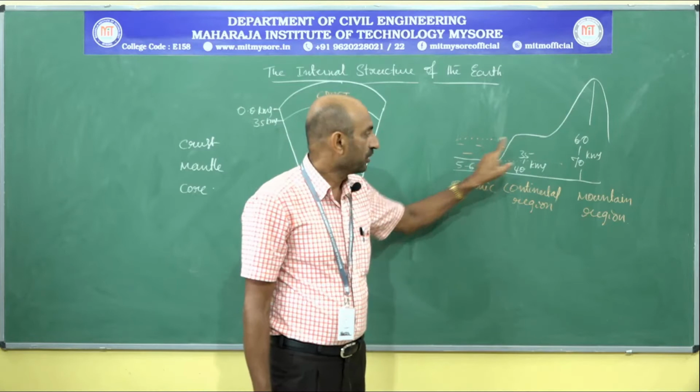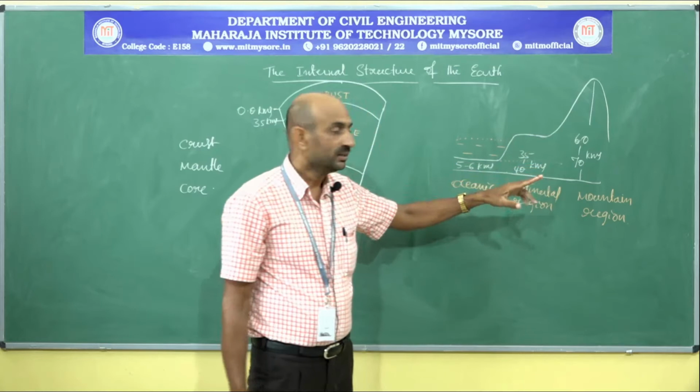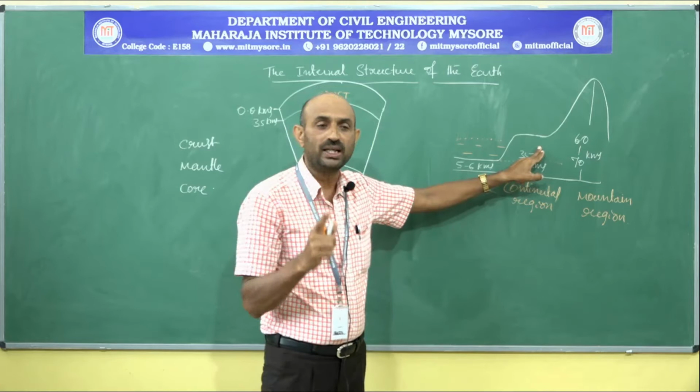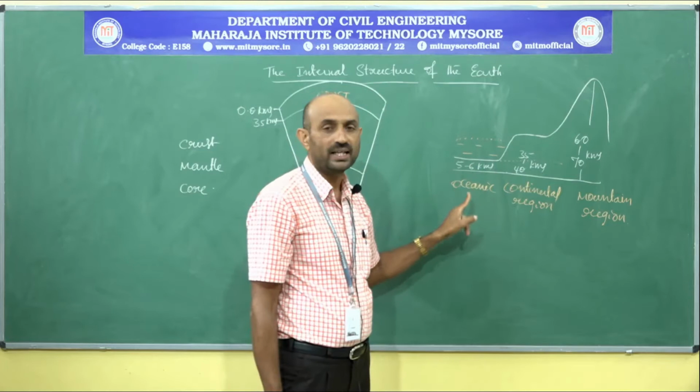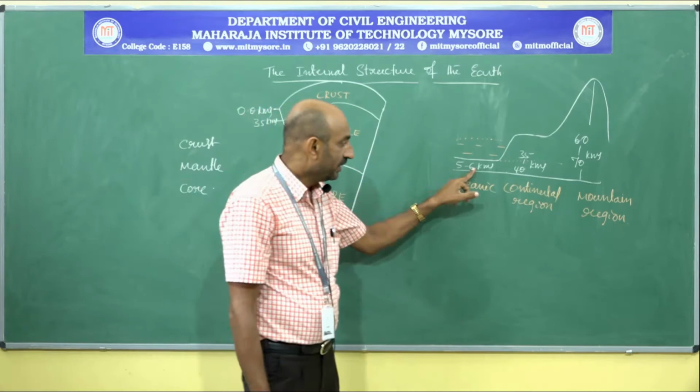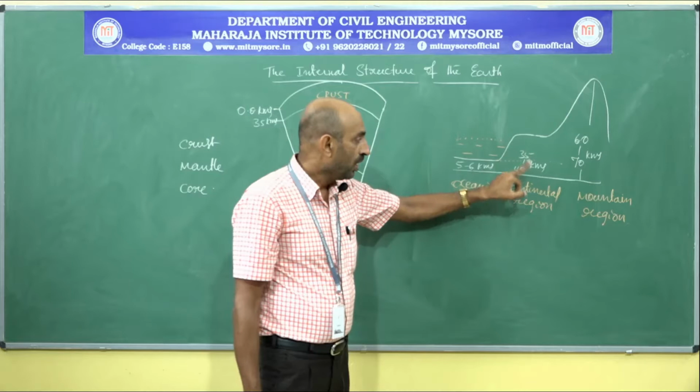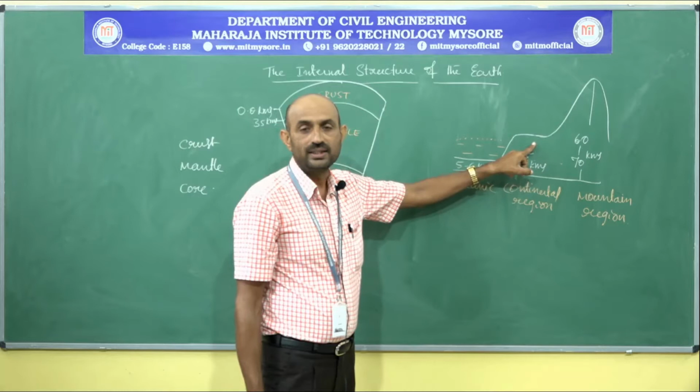The layer which is left over, which is formed at the continental region, particularly igneous, sedimentary and metamorphic rocks, particularly granitic rocks and gneissic rocks, cannot be seen at the oceanic region. Here the rocks are denser, here the rocks are lighter. Above the denser rocks, particularly basaltic rocks, we can find igneous, metamorphic and sedimentary rocks.